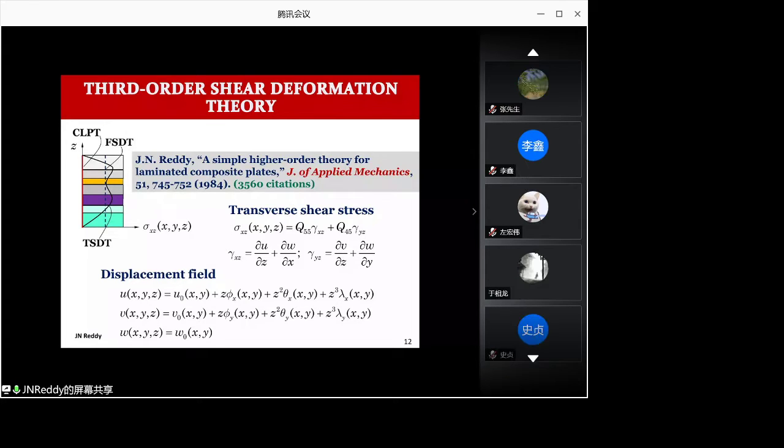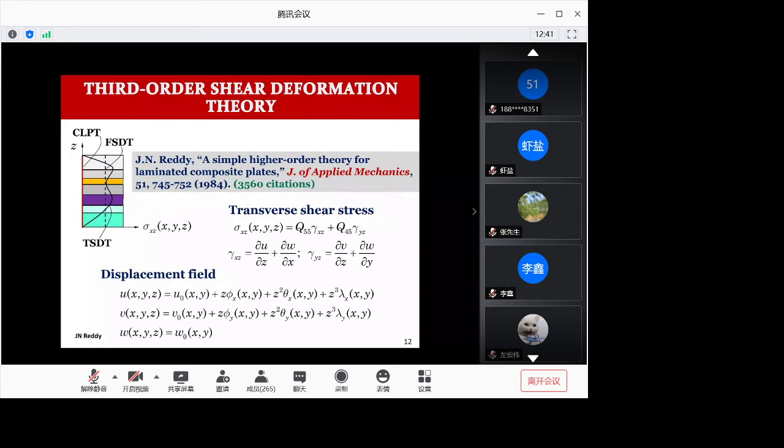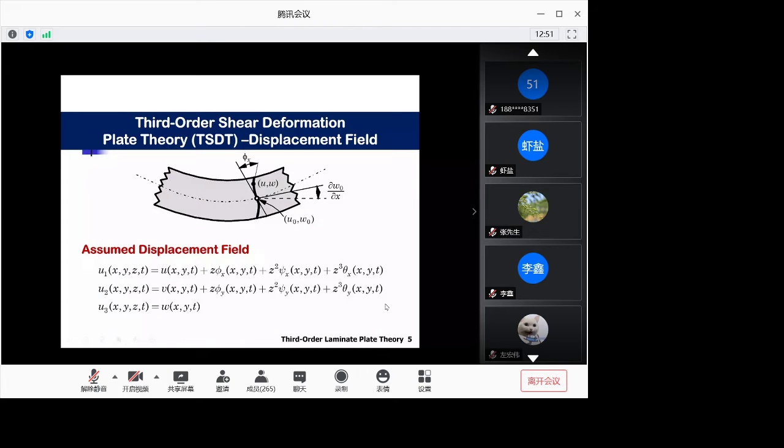So now if you count the number of unknowns, you see that there are 9 unknowns. U, V, W, 3, and then you have phi x, theta x, lambda x, and phi y, theta y, lambda y, 6 more. So total 9 unknowns. So what I do to create this so-called third order theory of Reddy, I eliminate some of these unknowns by imposing that the shear stresses at the top and bottom should vanish. So that is what I'm going to show you in the next slide, okay?